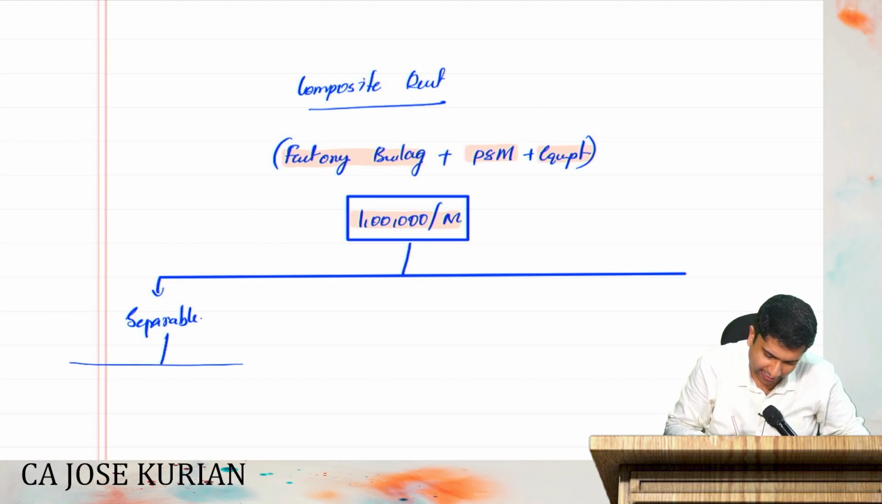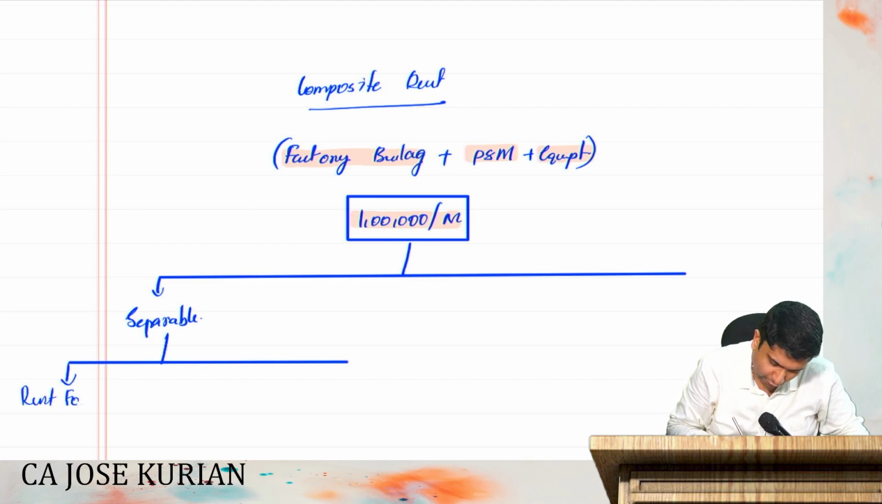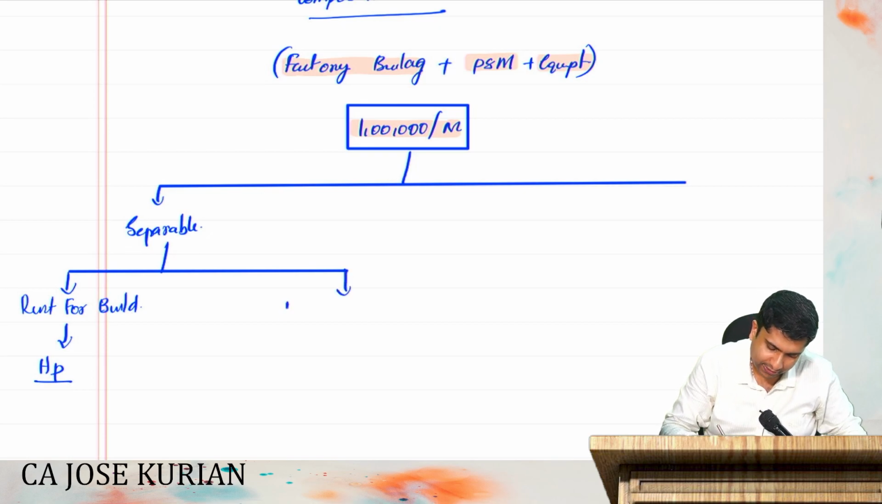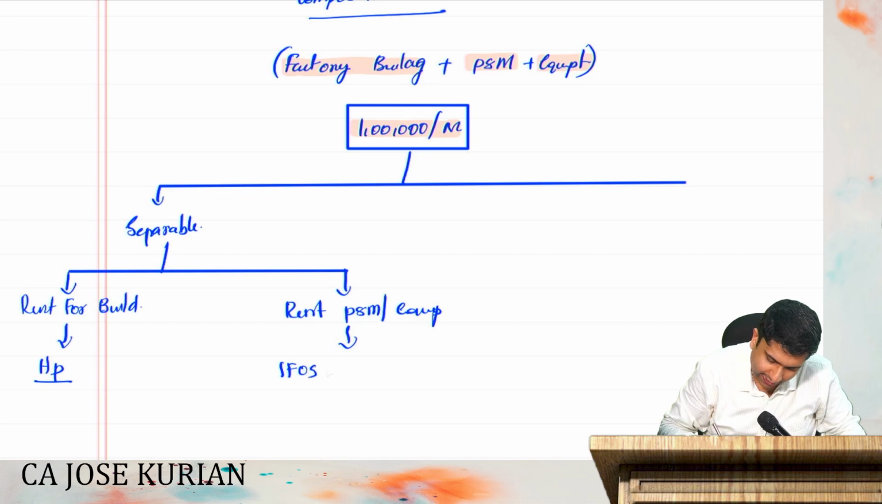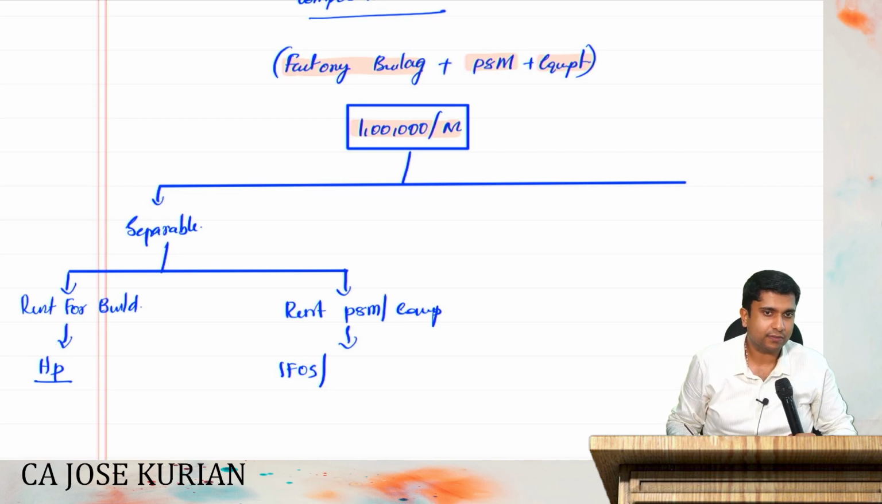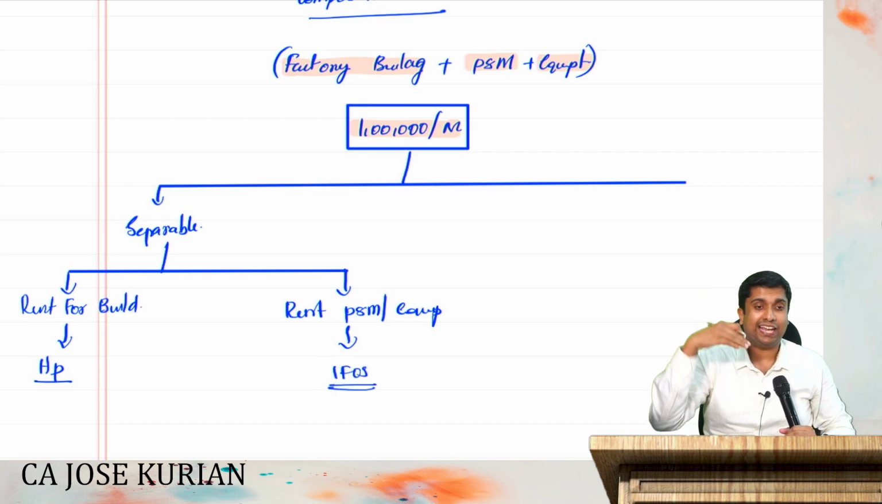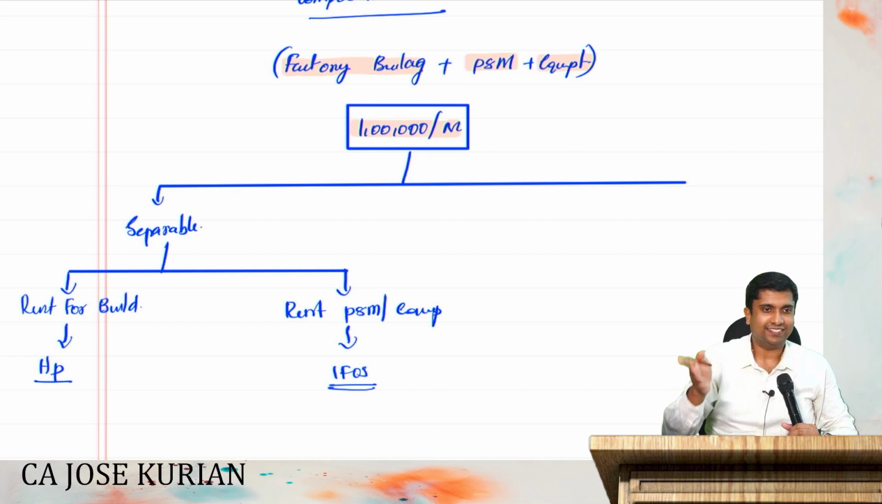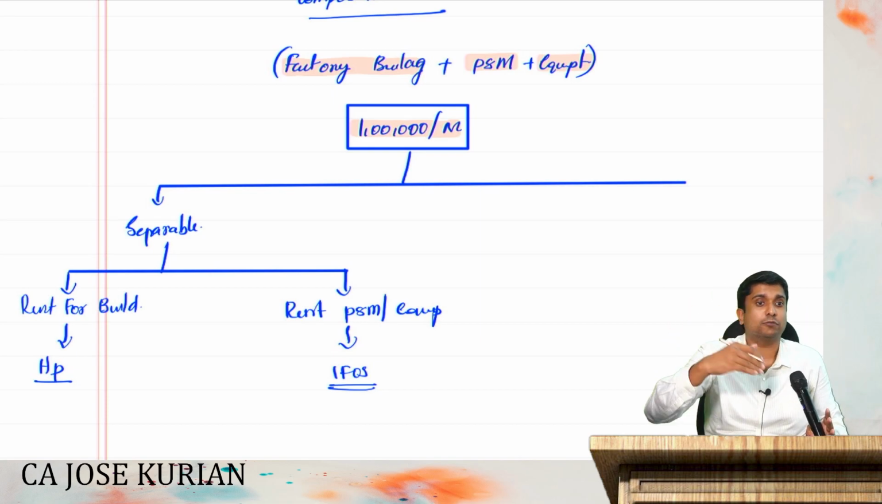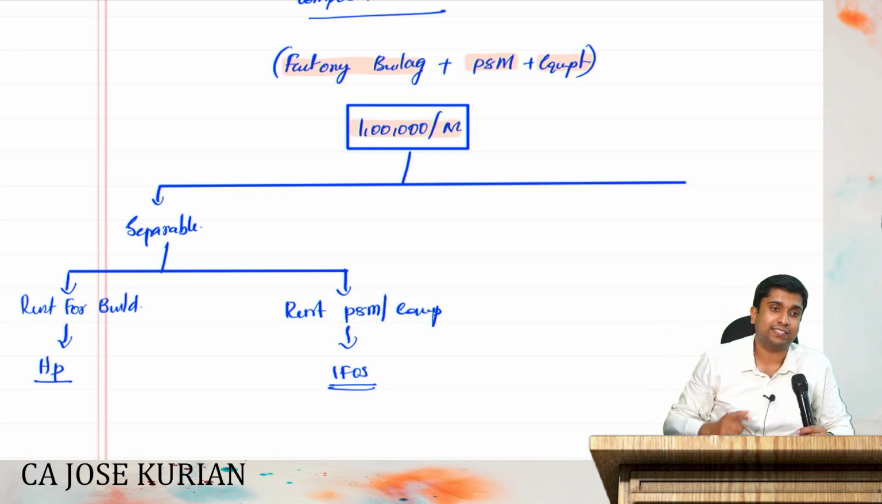In the case of separable rent, the rent for the building, that means for the factory here, will be assessable under the head house property. And the rent for plant and machinery or equipment has to be assessed under IFOS. If renting of plant and machinery and equipment is my business, then under PGBP. Say I have many factories and equipment; I develop factories, install equipment, then give them on rent. Say this is my business. Then the entire rental income will be assessed under PGBP.